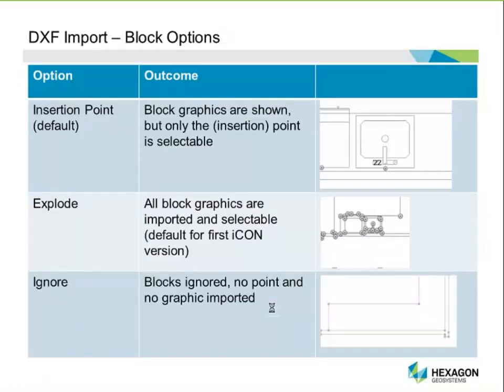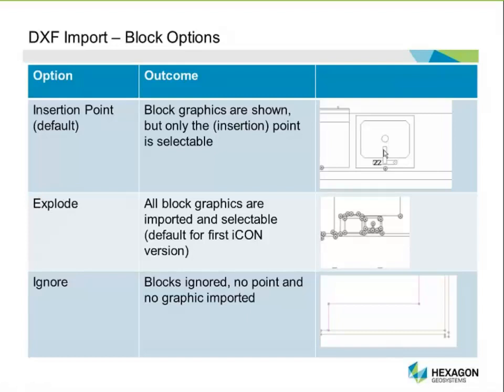So the default is insertion point, which would give the drawing detail and context without importing too many points and lines. You can see there that is the insertion point that matches the reference coordinate in the CAD file. So ignore at the bottom there, that's the light version of DXF, and Explode is the heavy version. You can see Explode here, each individual element has been assigned a point and a line, which is possibly maybe overkill, but that was the default option for the first Icon version. So I'd say that insertion point is probably a more sensible selection.